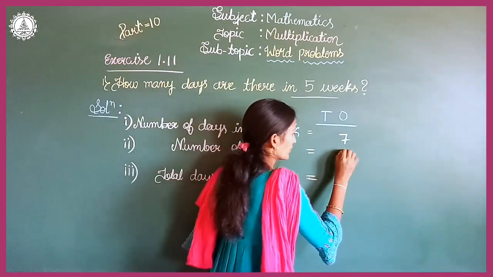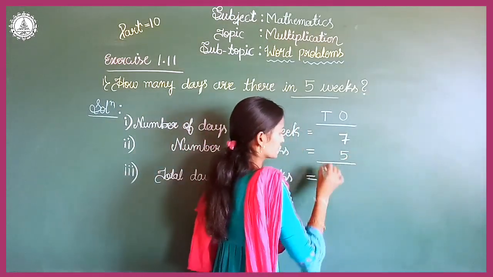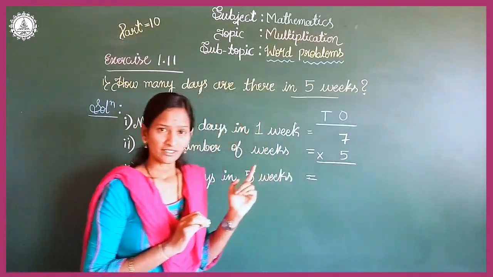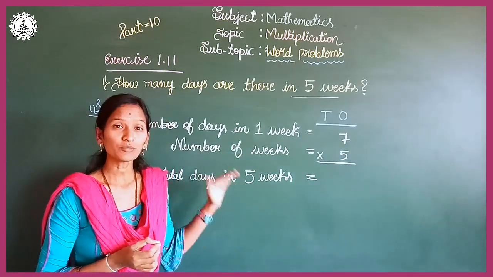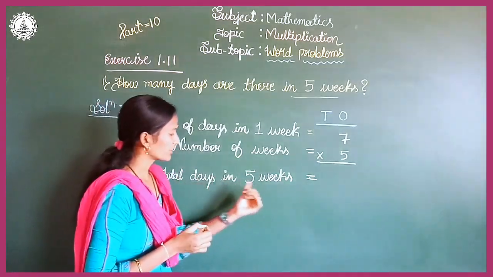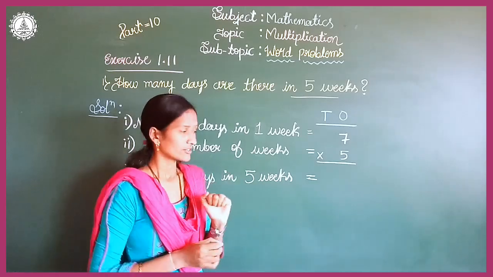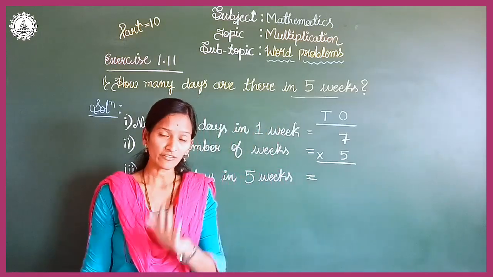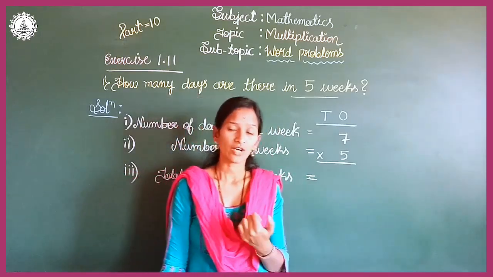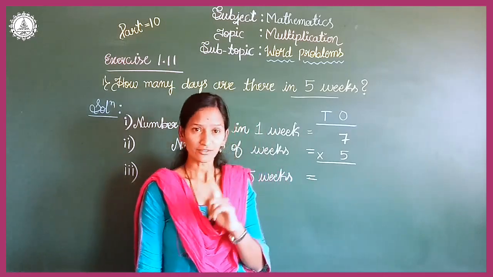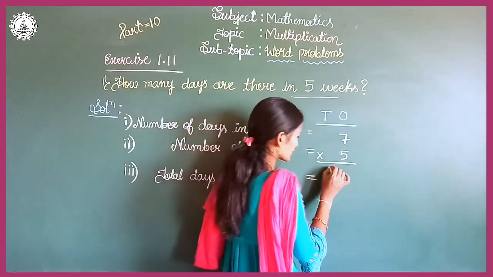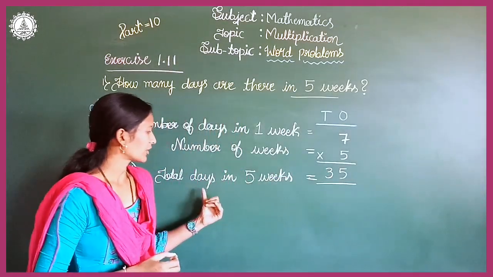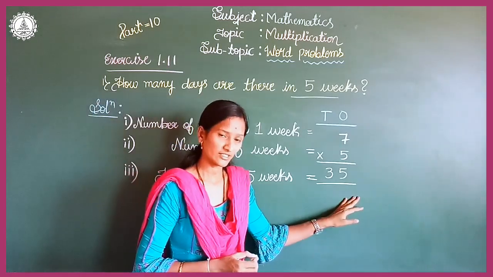So write down this 5 in the ones column and place the symbol of multiplication in front of the multiplier, right? So next, in this problem you have to find out the total number of days in 5 weeks. See here. So 5 into 7. So in the table of 5, 5 sevens are equal to what? Yes, 5 sevens are equal to 35, right? So write down this 35 here.